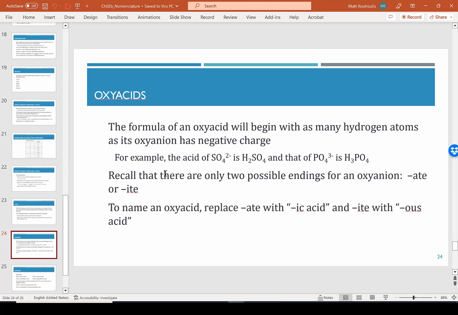All right, so as far as this goes, the oxyacid, as I said, just has a polyatomic ion, and then as many hydrogens as are needed to cancel out the negative charge. So sulfate is SO4 2 minus, so you have two hydrogens in front in the acid. Phosphate is 3 minus, so you'd need three hydrogens in the front to cancel that out. And that's because, remember, the hydrogens are each what charge? Plus 1. Good.